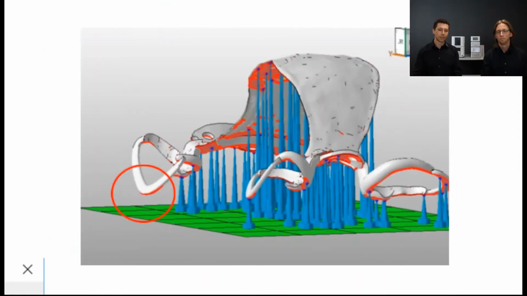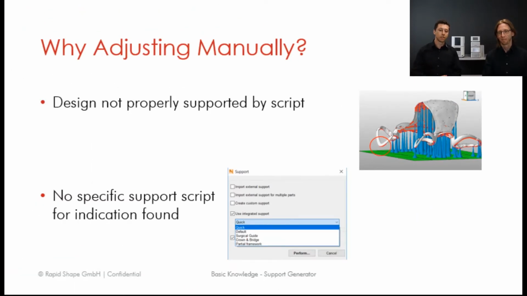If we have a closer look at this partial framework, you can see it seems to be quite okay in most of the areas, but there's one area which is not supported well. It's an island. We will print into the nothing. The same thing can happen if you can't find a specific support script for the indication you're using. Maybe it's something totally free, maybe it's a special indication and there's no support script for it. In this case, you will also have to adjust the indicator supports manually.